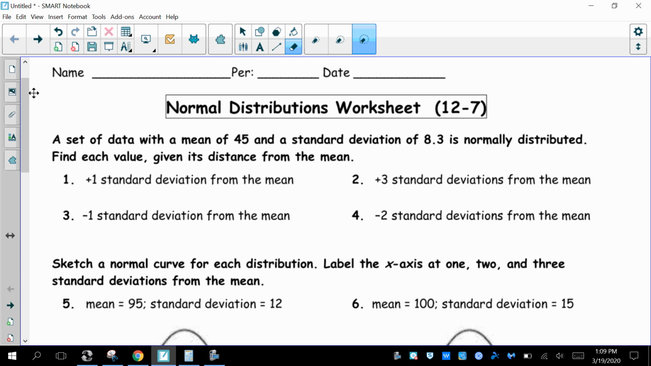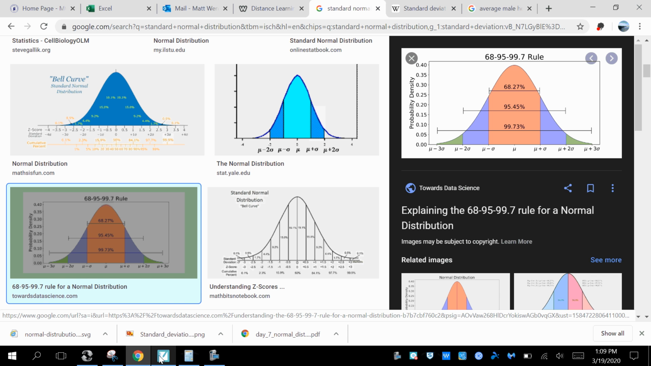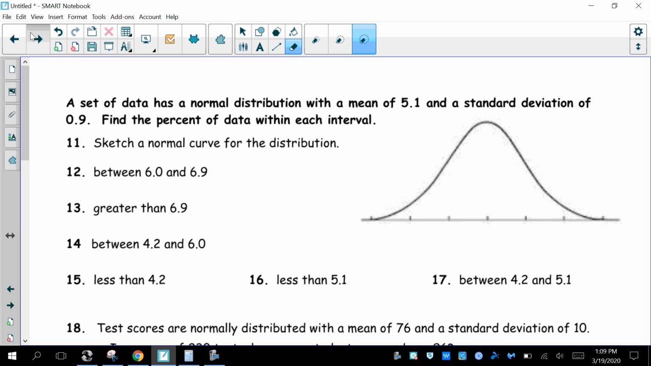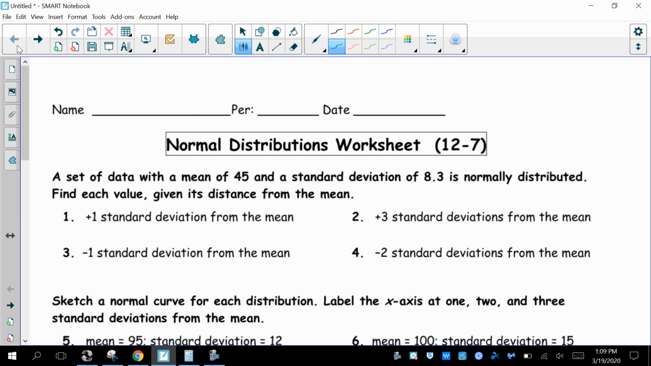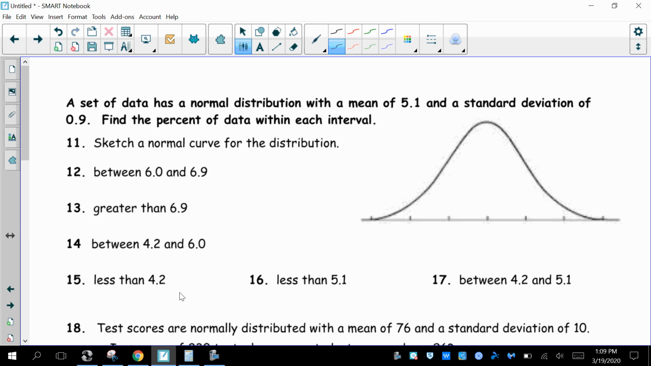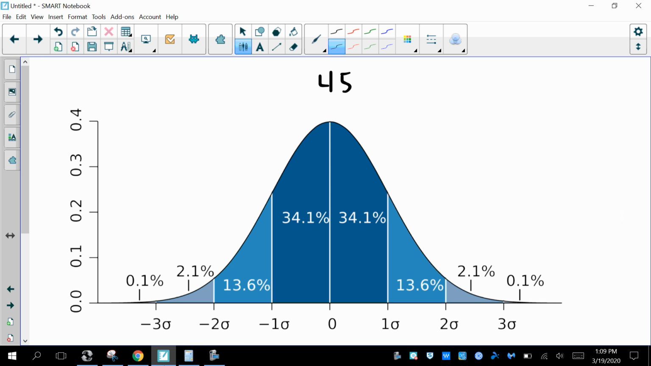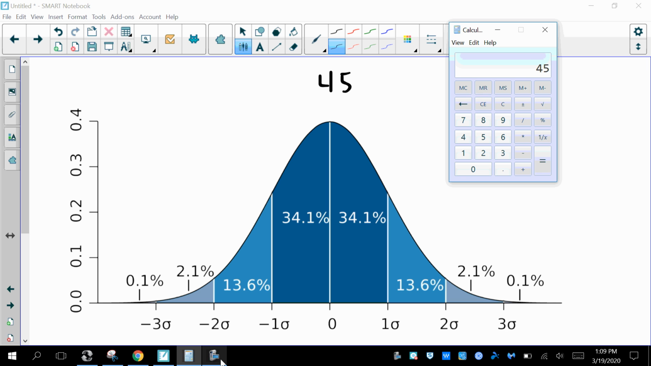Okay, for your first one, it says a set of data with a mean of 45. Okay, so what does that mean? It means your mean is 45. It should have a standard deviation of 8.3. So again, what's 45 plus 8.3? Well, that's going to be 53.3.